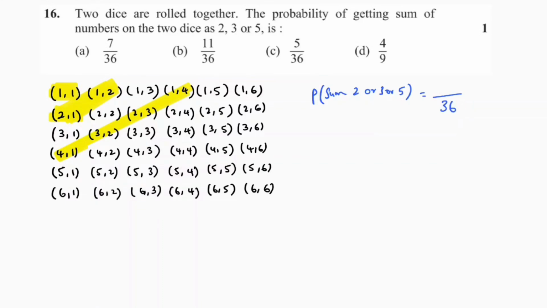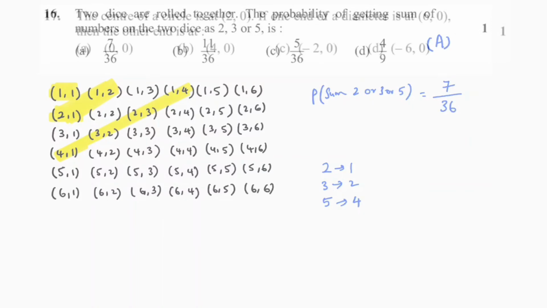So they're asking 2, 3 or 5, only these 3. For 2 we have 1, for 3 we have 2, for 5 we have 4 values. Total 7. 7 upon 36. So the correct option is A.